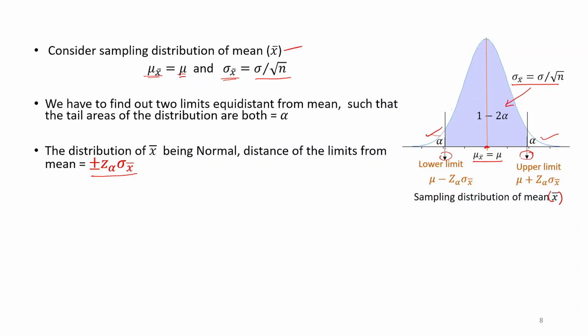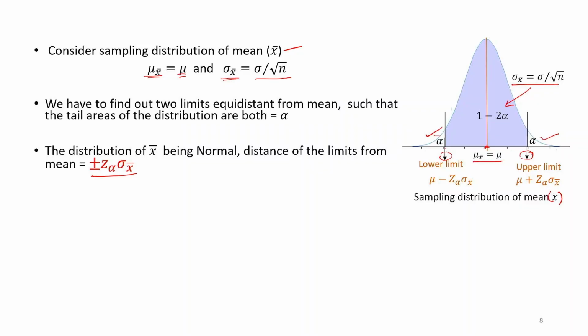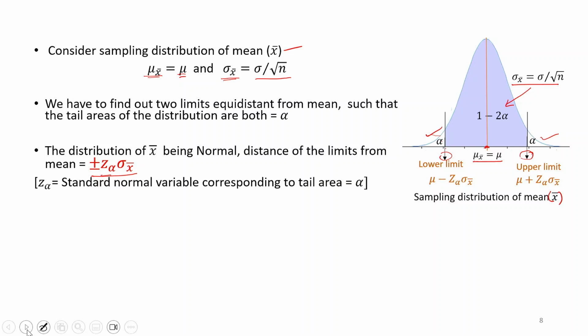Alpha could be 0.01, alpha could be 0.05, alpha could be 0.025, whatever value of alpha you choose. Correspondingly, we can find out the value of z, and therefore the distance from here to this is going to be that z multiplied by the standard deviation. So z alpha can be found once alpha is fixed. So alpha we have to fix in advance.